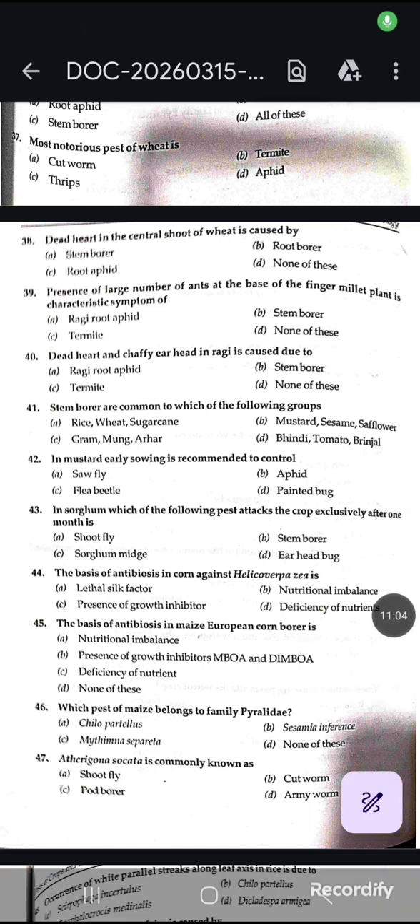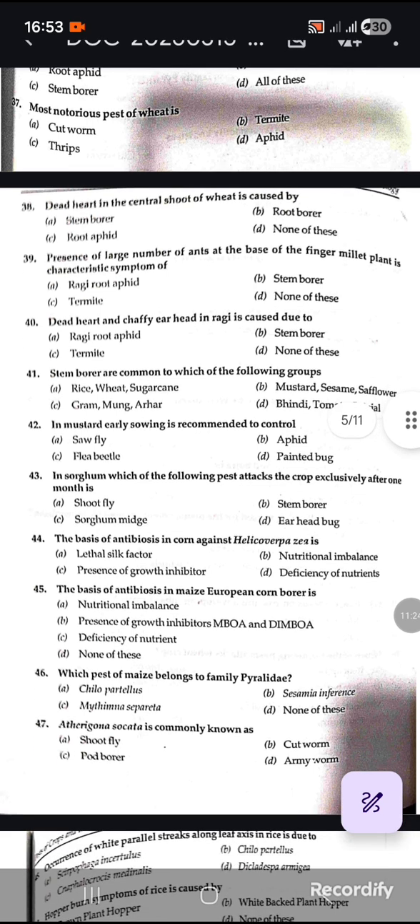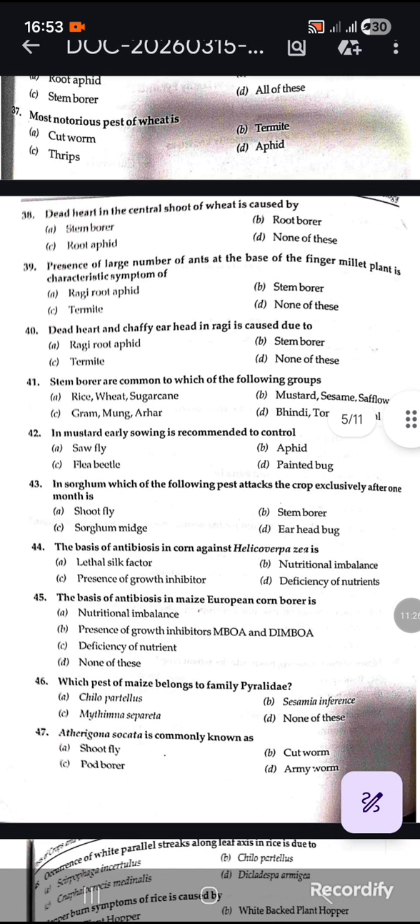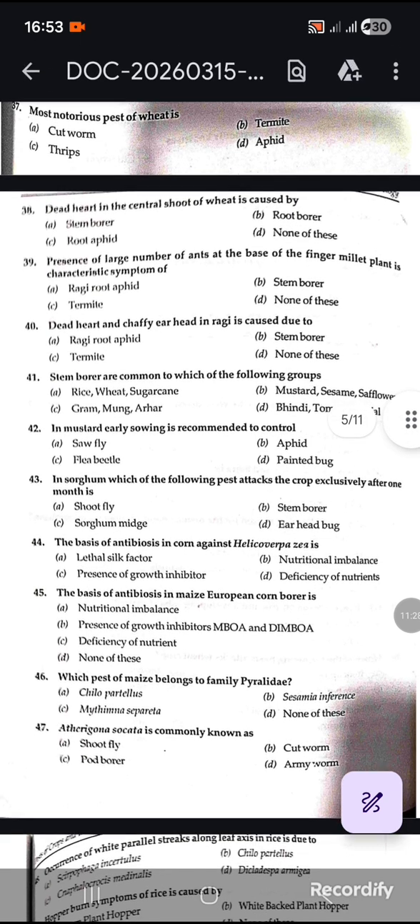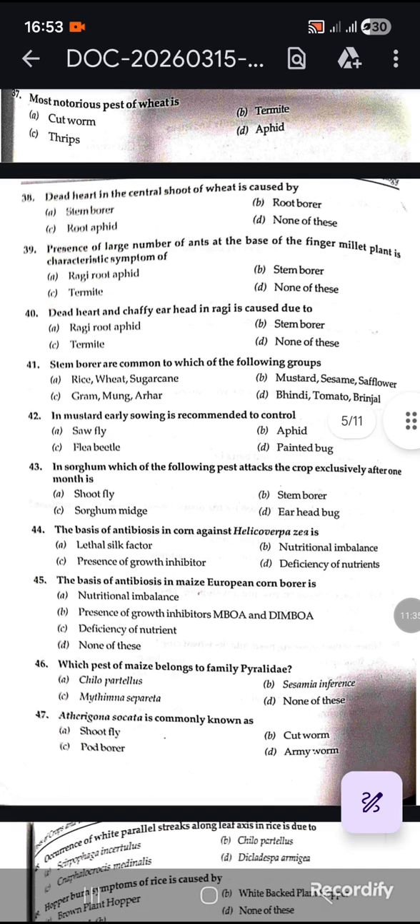Then 44A, the basis of antibiosis in corn against Helicoverpa zea is that lethal silk factor. In corn, the basis of antibiosis against Helicoverpa is lethal silk factor, 44A. Okay, so 45, the basis of antibiosis in maize against European corn borer, it is 45B.